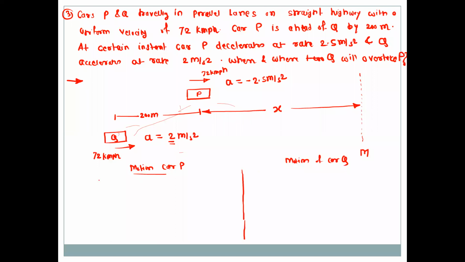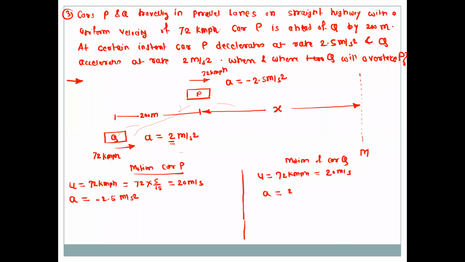So for the car P, its initial velocity is equal to 72 kmph. So this is equal to 72 into 5 by 18 meter per second. Okay. So this is equal to 20 meter per second. For car Q also, u is the same, that is equal to 72 kmph, which is equal to 20 meter per second. Then acceleration for the car P is equal to minus 2.5 meter per second square. And for car Q, it is a positive acceleration, so it is 2 meter per second square.